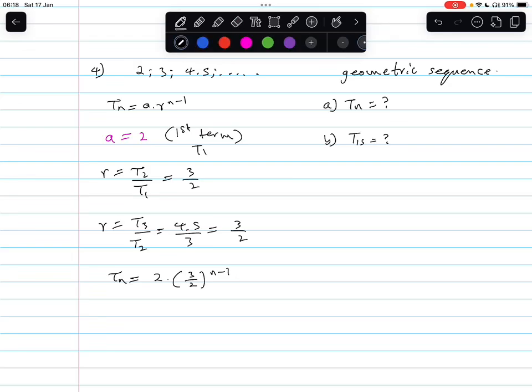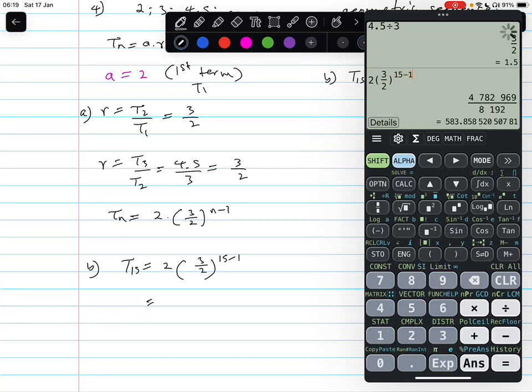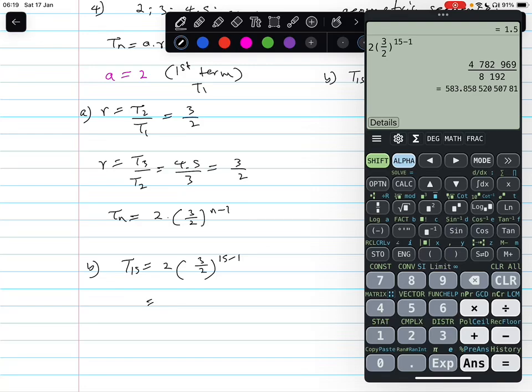Perfect. Then the second question, they're looking for T15, term 15. So we just substitute that over here, and we get 2 times 3 over 2 to the power of 15 minus 1, and we get that big value, 583.86.